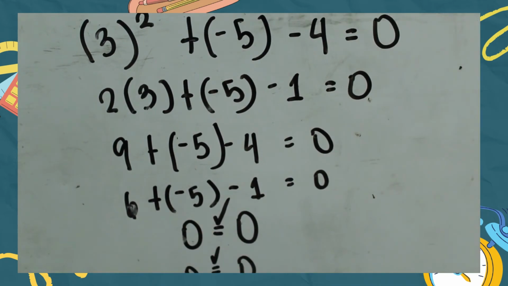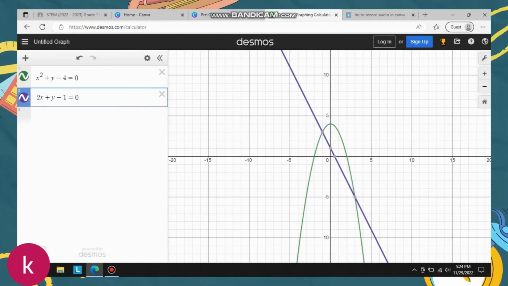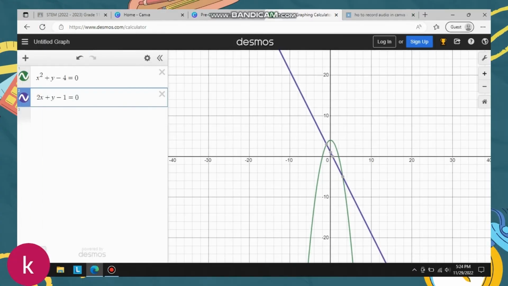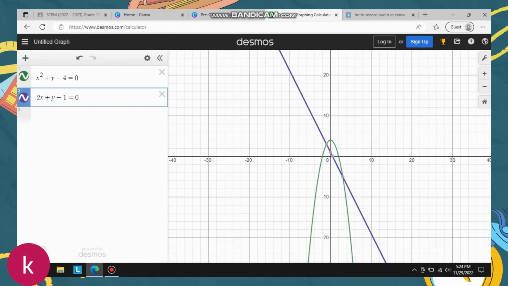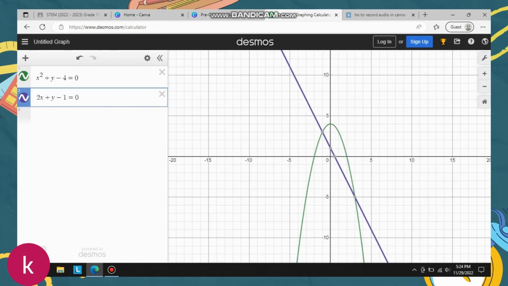Therefore, our two solution sets are the correct values of x and y for our system of nonlinear equations. Now let's go back to our graph on Desmos, and as you can see, the graphs of these two equations intersect at the points (-1, 3) and (3, -5). Therefore, we can say that our solution set is correct.